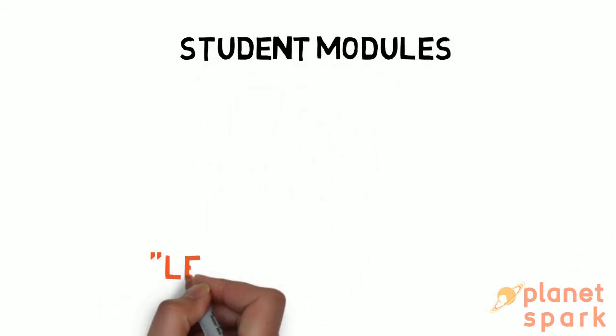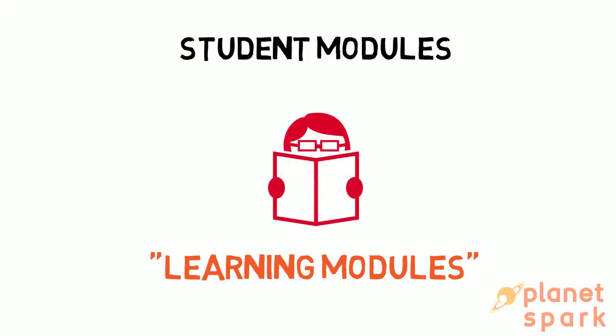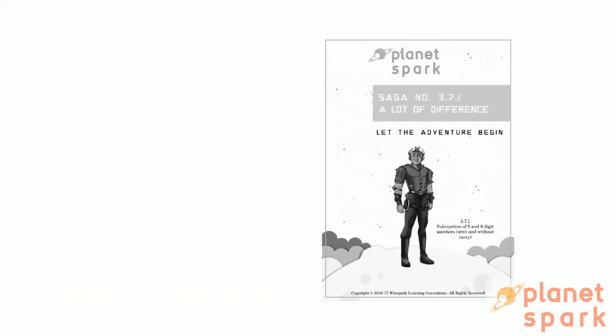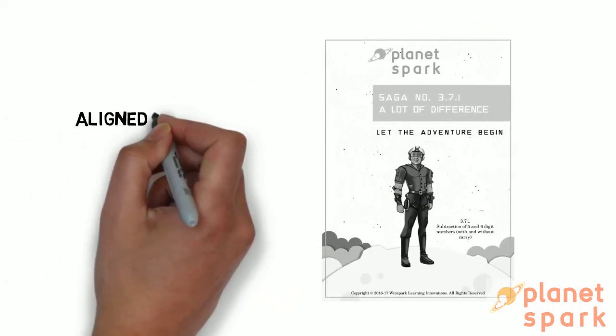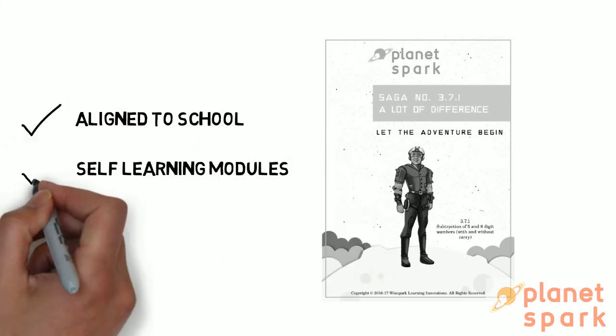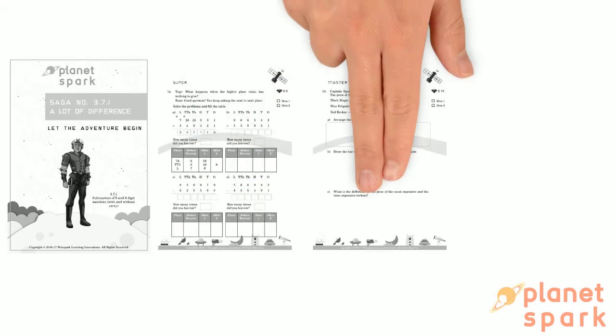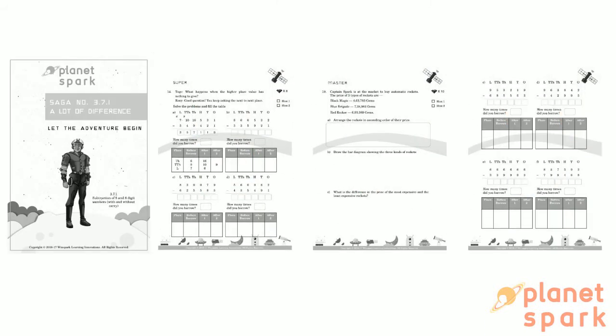Student modules. These are learning modules that students use during classes, and you get these from us for every student enrolled in your learning planet. This is how our student modules look like. These are completely aligned to the child's school curriculum and are self-learning modules. These are some of the snapshots and stills from various sections of our student modules.